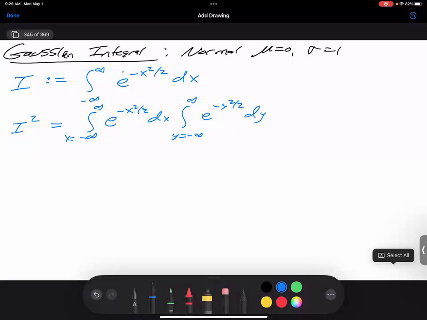I'm just using a different dummy variable. Could I have used Q as my dummy variable? Could I have used a smiley face? Yes. I can use a smiley face as a dummy variable. I would look silly, and my mathematical colleagues would make fun of me.